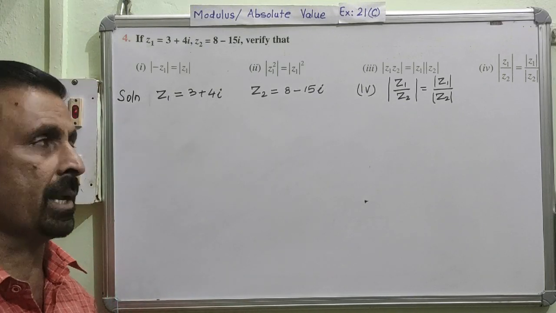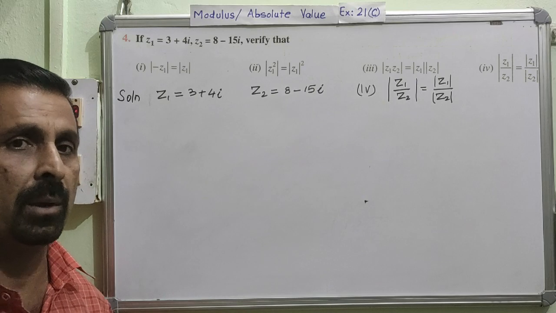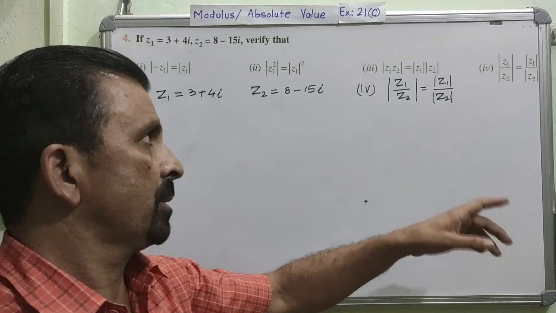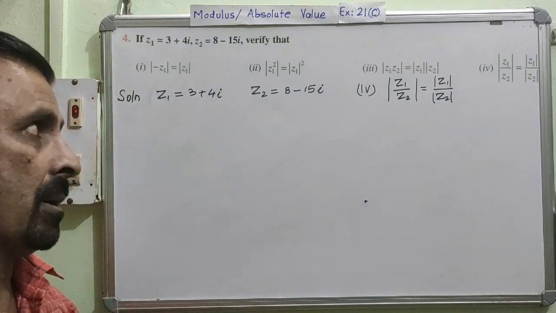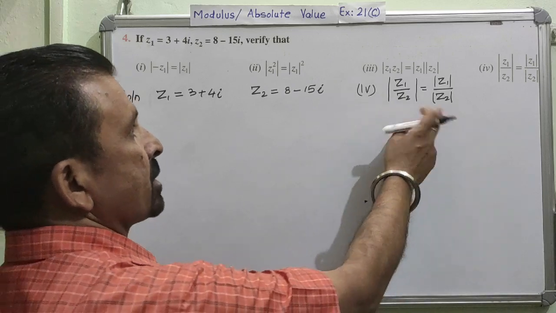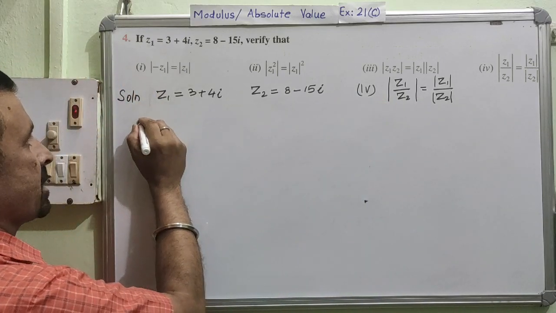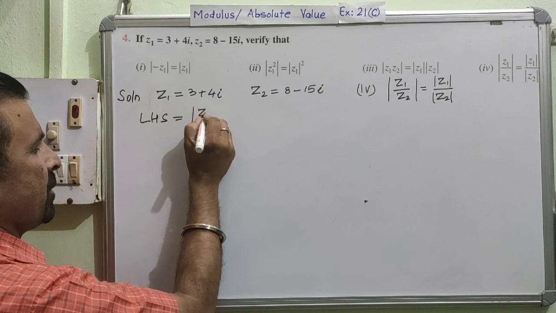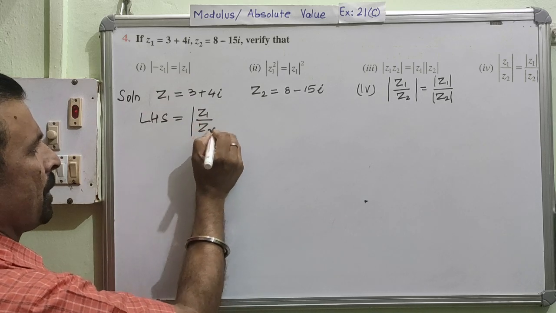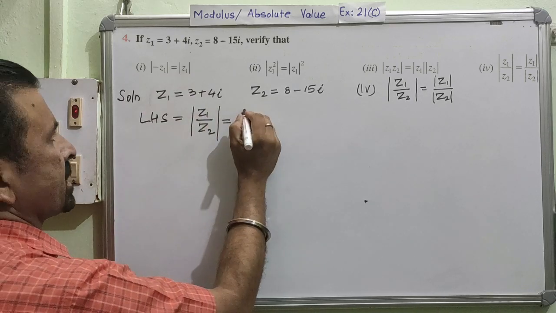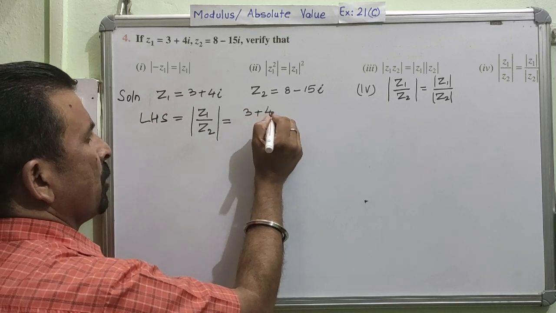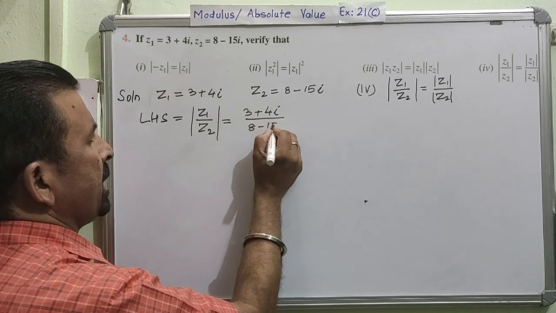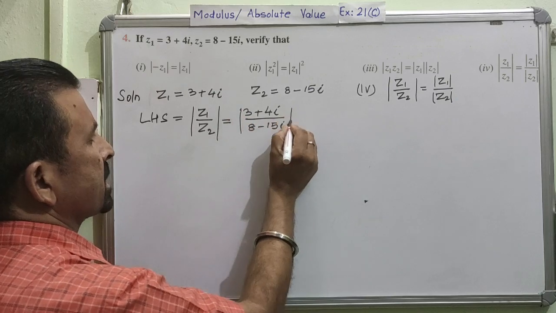Now next we are taking one more example, and that is Roman number 4. The modulus of Z1 over Z2 is equal to modulus of Z1 divided by modulus of Z2. This is actually based on a property of complex numbers. So we will prove that the two values are the same. Let us start again from the left hand side. LHS is equal to the modulus of Z1 divided by Z2. Now we can write this as 3 plus 4i divided by 8 minus 15i. This is your left hand side.